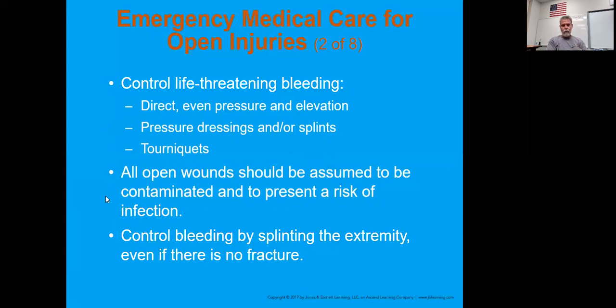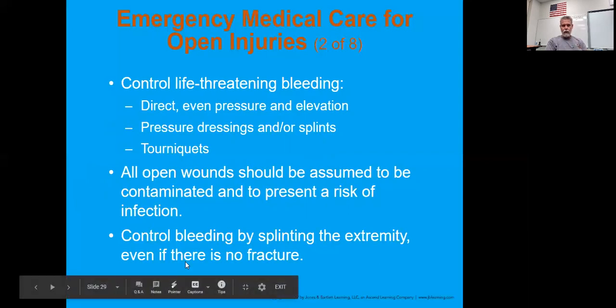Control bleeding by splinting it. Even if there's not a fracture, by keeping that in its natural alignment, that can be a way that we can control bleeding as well. So splinting is a fantastic skill that, again, we all need to be familiar with, but notice it's not done only on fractures.